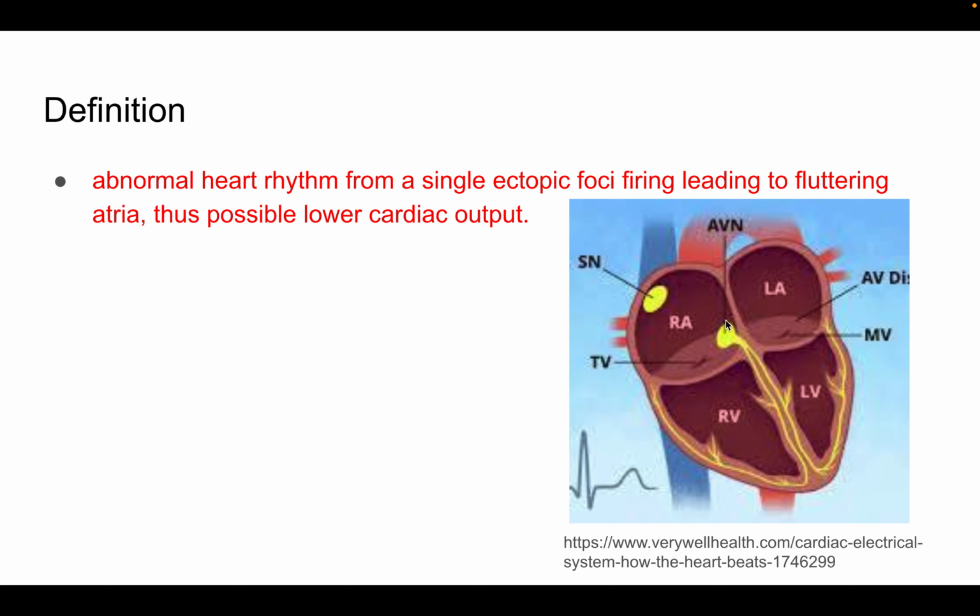In atrial flutter, you have the same risk of blood clots, just like atrial fibrillation, because the atria are just fluttering, right? And then you have this possibility of lower cardiac output because we're not squeezing all the way, basically, and you're not getting the correct amount of blood flow to the ventricles, so it can lead to lower cardiac output symptoms.